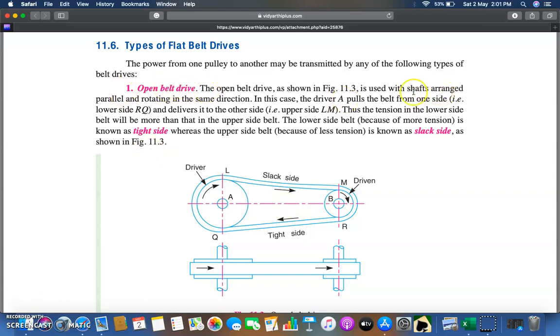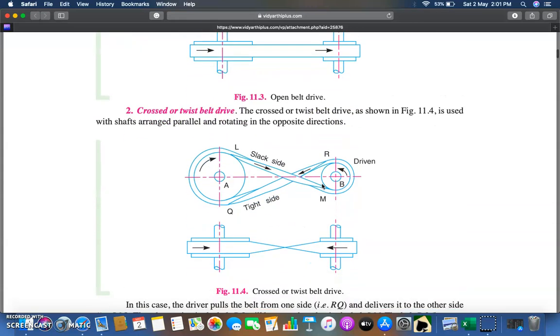This is the open belt drive. Open belt drive is used with shafts arranged parallel and rotating in the same direction, meaning they are arranged in the same plane, as you can see along the pink center line. In such applications you have to use the open belt drive. The cross belt or twist belt is used where shafts are arranged parallel but rotating in opposite directions. Suppose one is rotating clockwise, then the other rotates anti-clockwise. In this way they rotate in opposite directions, so this is called the cross belt arrangement.